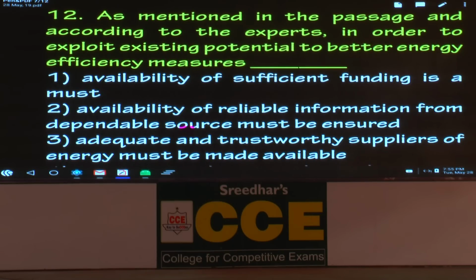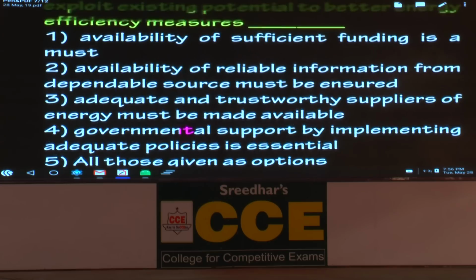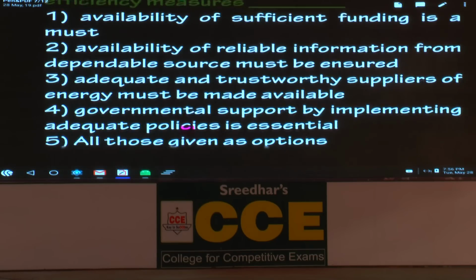That is a bit difficult. As mentioned in the passage, and according to the experts, in order to exploit existing potential to better energy efficiency measures, what is required? Availability of sufficient funding is a must. Seems right, hold that one, generally speaking. Because for any scheme, funds are required or not required? Required. Availability of reliable information from dependable sources must be ensured. This is also a prerequisite, hold that one.